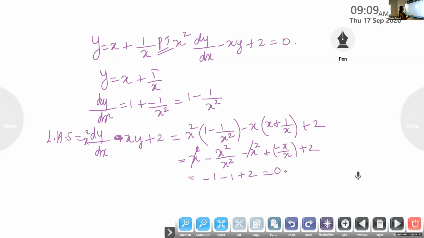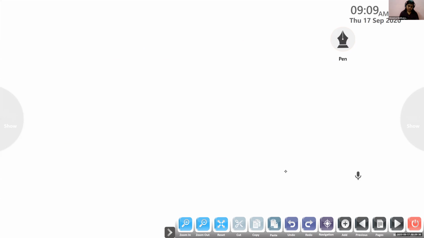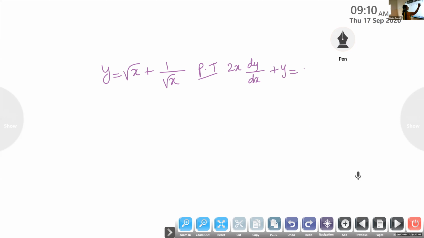Write the next one. If y is equal to root x plus 1 by root x, prove that 2x dy by dx plus y is equal to 2 root x.